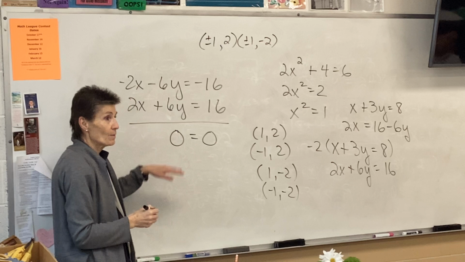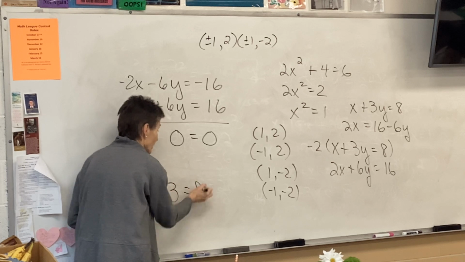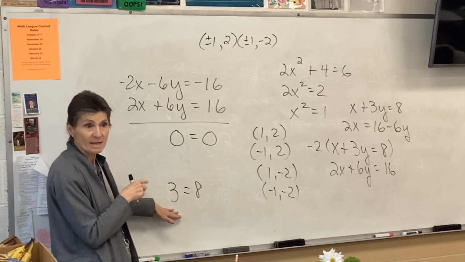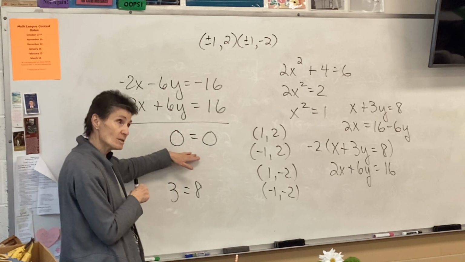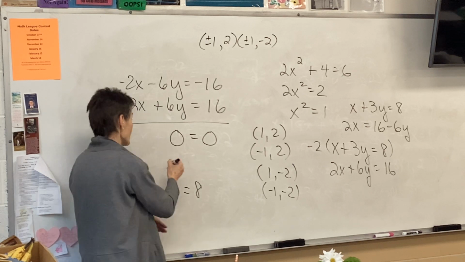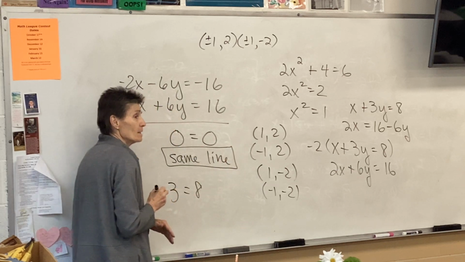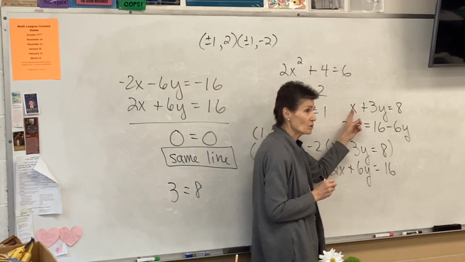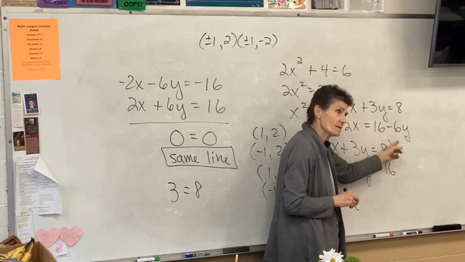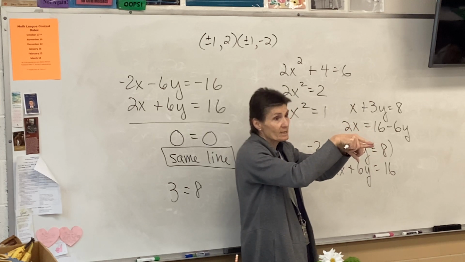Now, that is different than before, when I don't remember what it was, but we got something like 3 equals 8. Okay, that is not true, right? So that means they don't intersect. Is this true? In fact, it's always true. So the answer is they are the same line. If you graphed this equation, you know, get out a piece of graph paper, and you graph that equation, and then you graph this equation, they would be right on top of each other. They are versions of the same line.